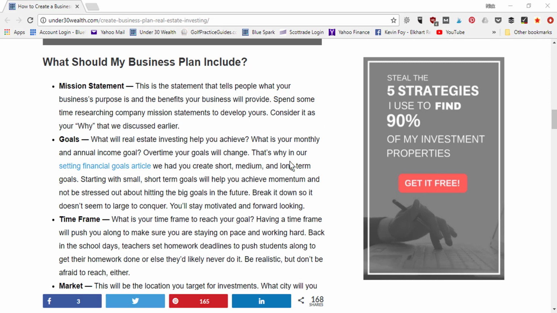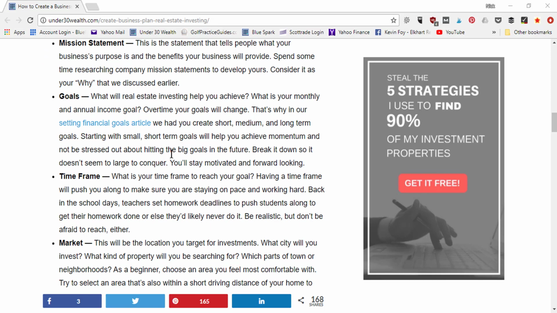Then you've got different goals that you want to achieve. This is the next section that you should put in your business plan. You need to have monthly and annual goals, as well as short-term, mid-term, and long-term goals. So the first 3 months, the first 6 months, the first year, then go into 3 years, 5 years, 10 years, and 20 years down the road. So you've got different goals that you're aiming for.